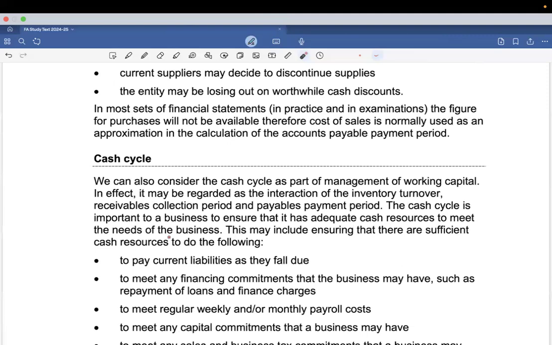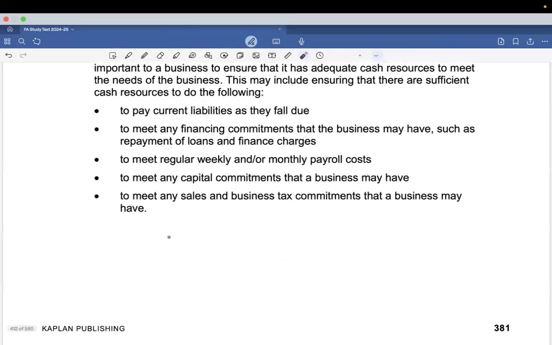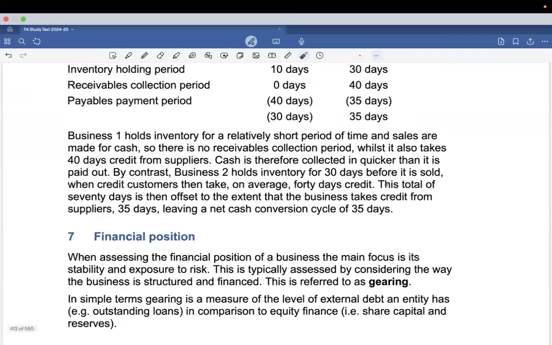Now, next one, cash cycle. Cash cycle basically represents how many days your business has cash left in it, right? So, the cash cycle could be found in an equation as inventory holding period plus receivables collection period minus credit payment period. That means up until this time, you have cash within you. So when you pay, the cash is gone, right? So this is the cash holding period. Okay, understood?